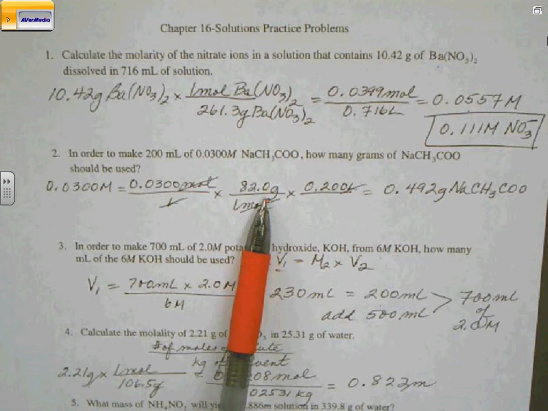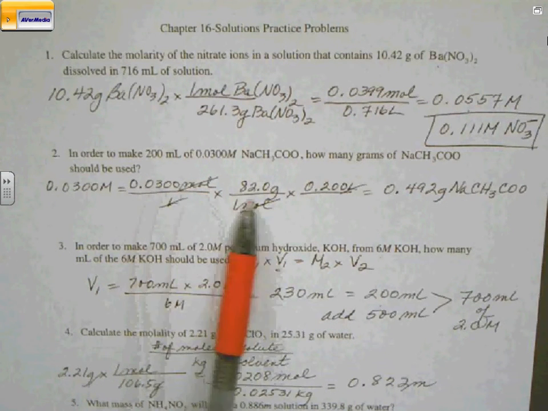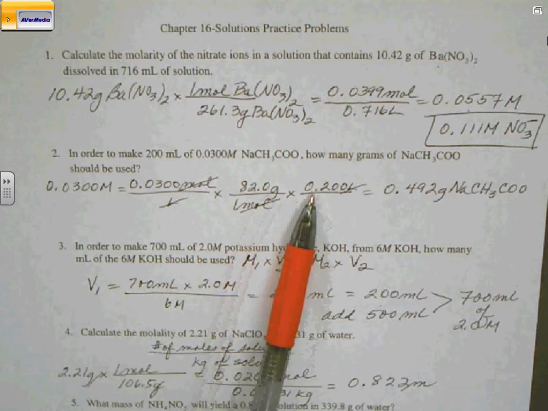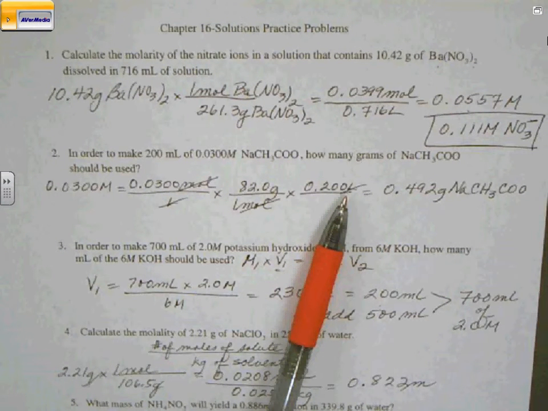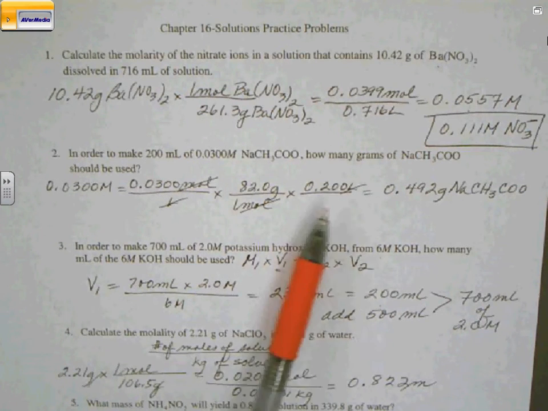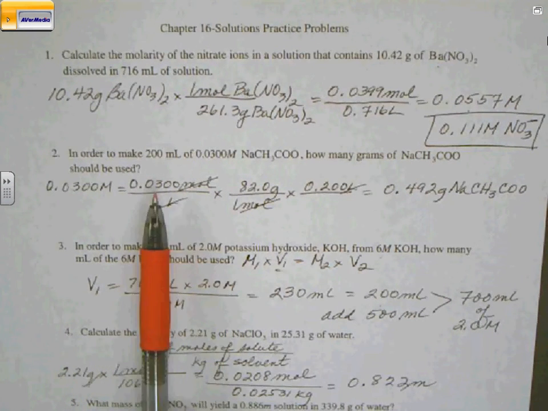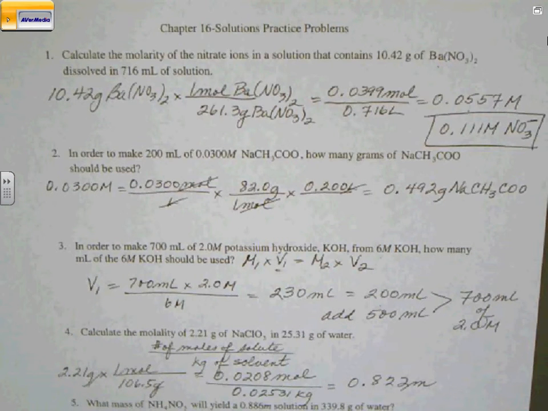And then I only need 200 milliliters, so I multiplied it by 0.200 liters, again changing it to the familiar unit liter. Notice all your units cancel, liters cancel, moles cancel. So I only need 0.42 grams of it. I would measure out 0.42 grams and then dilute up to 200 milliliters of water, and that would be a 0.0300 molarity.